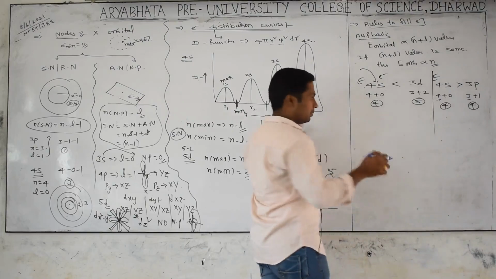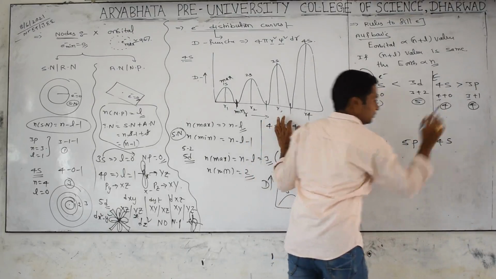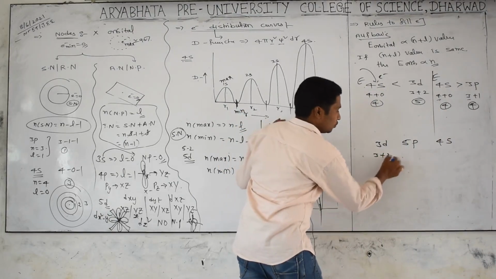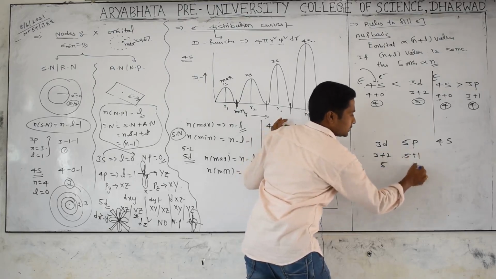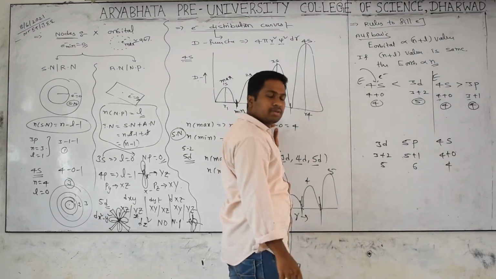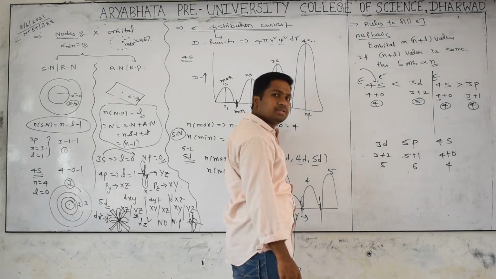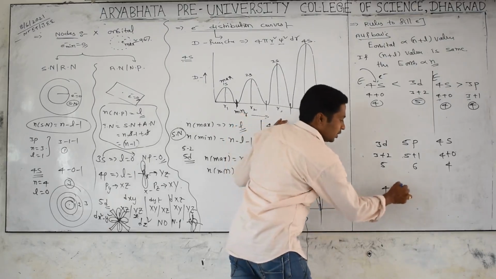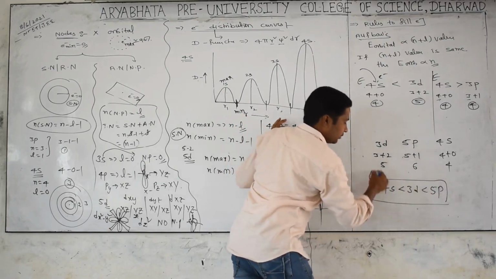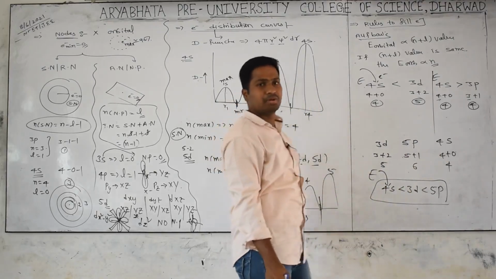He may give a few orbitals, for example 3d, 5p and 4s. Keep them in increasing or decreasing energy order. 3 plus 2, 5. 5 plus 1, 6. 4 plus 0, 4. All are different n plus L values, so energy is directly proportional to n plus L value. Least n plus L value, least energy. That's why 4s, after that 3d, after that 5p. This is the energy order of various atomic orbitals. First electron enters into this one, next like that. That is called Aufbau principle.